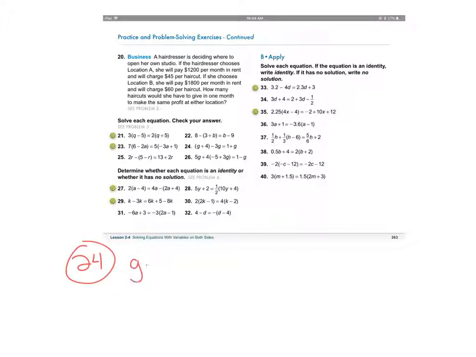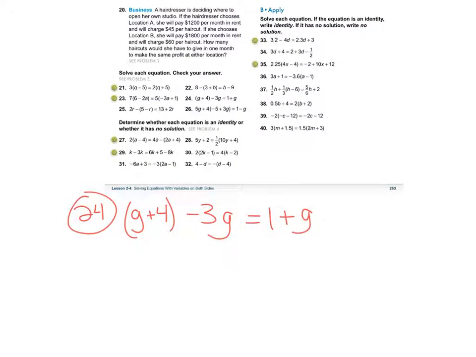In 24, I have g plus 4, all in parentheses, minus 3g equals 1 plus g. Our goal is to figure out what is g. What would make this equation accurate? For what value of g would this equation hold true? So these parentheses here, the g plus 4, don't really mean much to us for this specific problem. So I'm just going to drop those. Due to order of operations, there's nothing I can do with them.